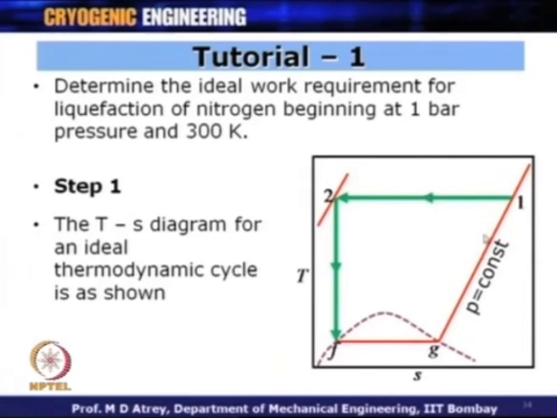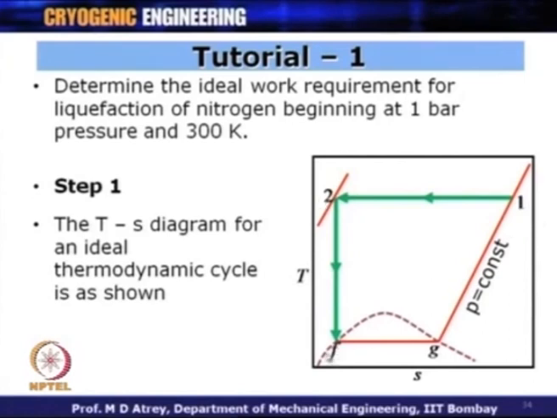I draw a horizontal line from 1 to 2, I draw a vertical line from over here, and the intersection would give me the point 2. Okay. So, this is 1, 2 and F is obtained, or basically I should know what is my 1 point and what is my F point. This is the most basic requirement to calculate the ideal work requirement for liquefaction of any gas.